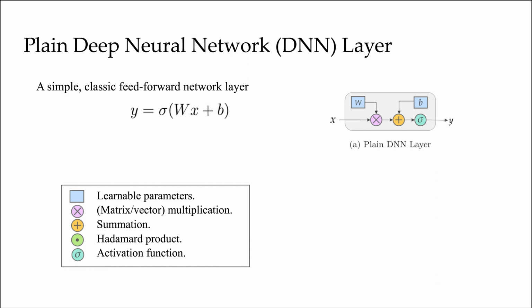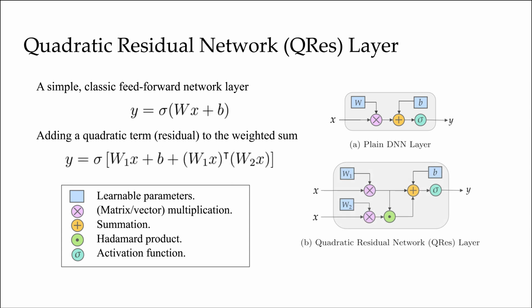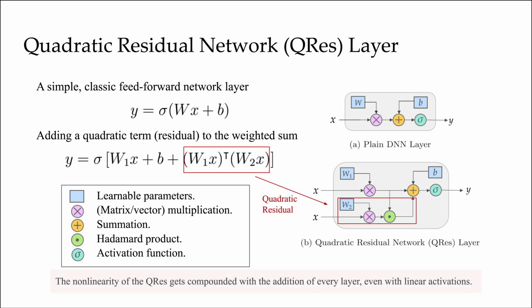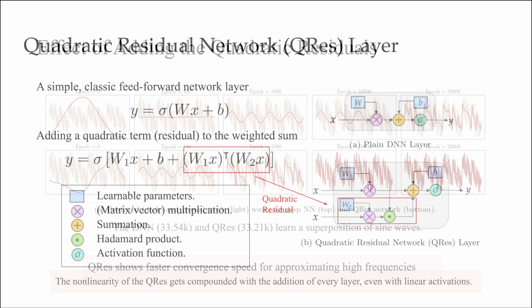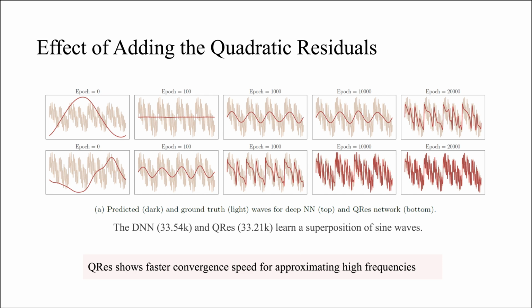The operations of the plain DNN layer can be expressed by the diagram and equation. And a QRES requires an additional weight matrix and an additive product. The additional non-linearity comes from learning the quadratic residuals. Note that even with a linear activation function, the QRES can maintain a certain level of non-linearity, similar to a polynomial regression. We find that a QRES network with the same number of parameters shows faster convergence speed for approximating high frequencies.